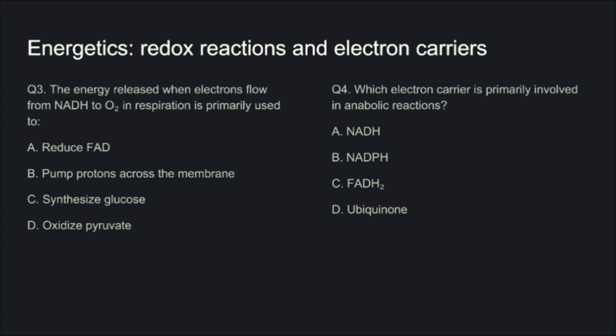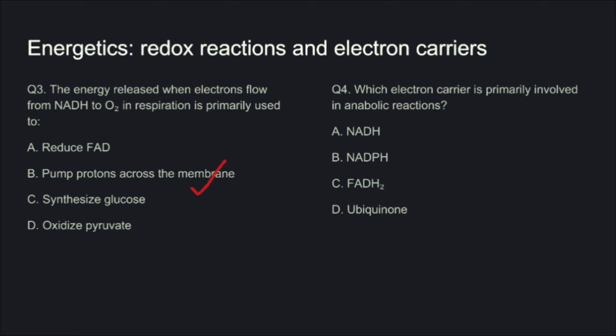Next question is question 3. The energy released when electrons flow from NADH to O2 in respiration is primarily used to. Options are A, reduce FADH, B, pump protons across the membrane, C, synthesize glucose, D, oxidize pyruvate. Correct answer for this question is B, pump protons across the membrane. So electron transport chain uses this energy to create a proton gradient, which drives ATP synthesis via chemiosmosis.